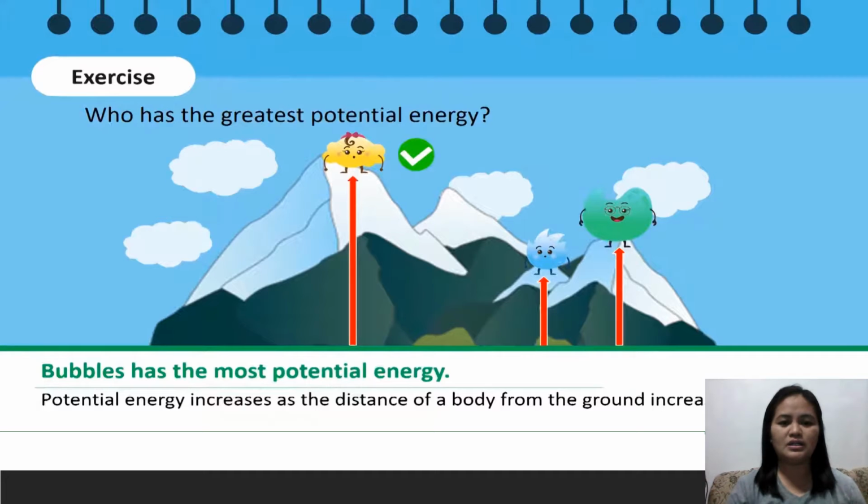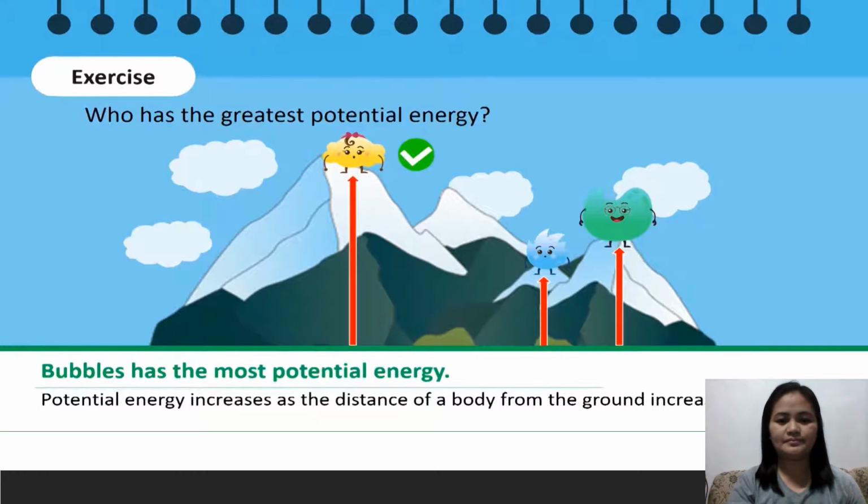Okay, so the one with the highest potential energy there is Bubbles, the yellow one. Why? Because she has the highest position or location. Color blue has the lowest potential energy. Potential energy increases as the distance of a body from the ground increases.